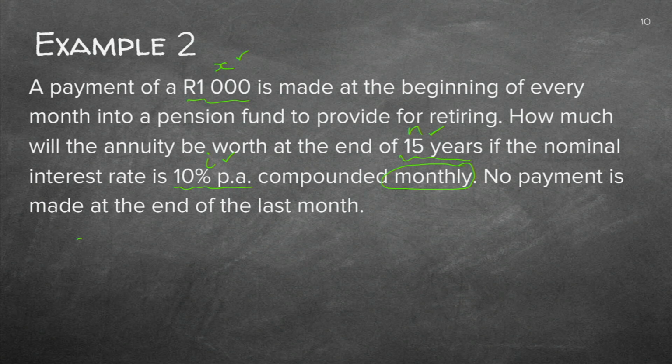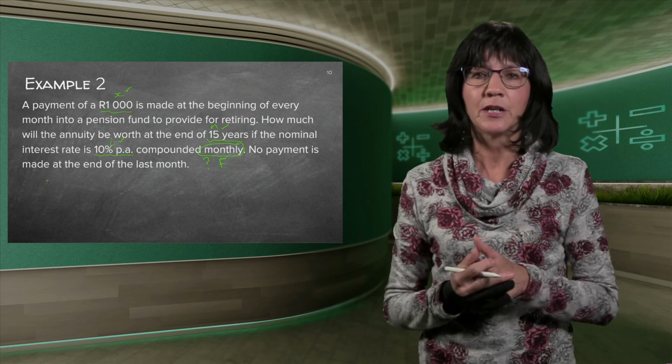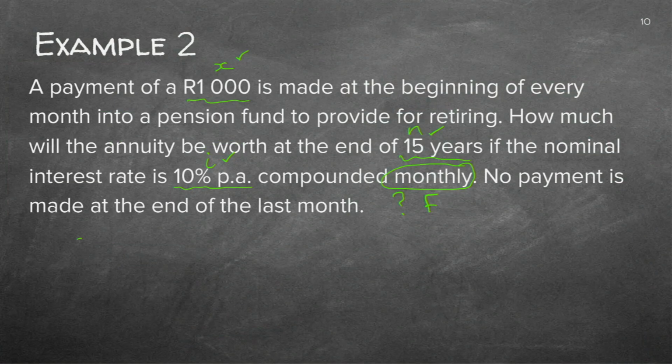What are they asking? How much will the annuity be worth at the end? Annuity means the F formula at the end in the future. How much will it be worth? So there's your 3 pieces given. There's your unknown F. Good, but before I do that, let's do the timeline. Let's read again. A payment of 1,000 Rand is made at the beginning. So there's the first one, year 0. So every month, they're investing 1,000 Rand into a pension fund for 15 years, year 15.